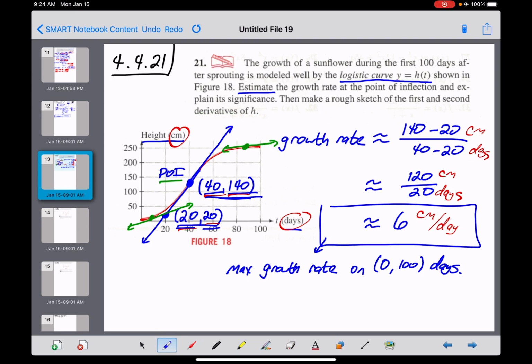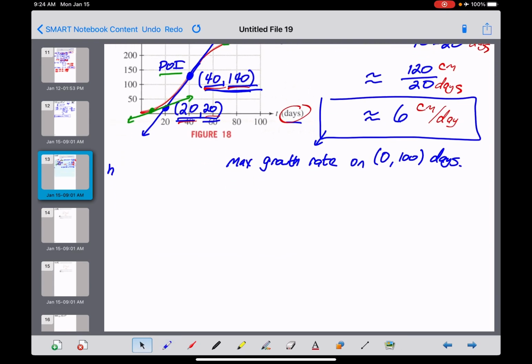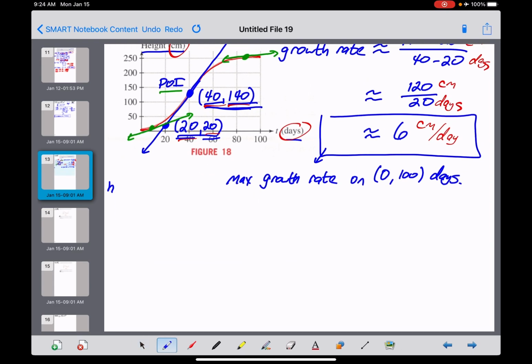If they wanted a sketch for the first and the second derivatives right here, let's see, h of t is what they call this function. So let me scroll down here a little bit. All right, there we go. So if they wanted a graph, let me move down here for h prime of t.